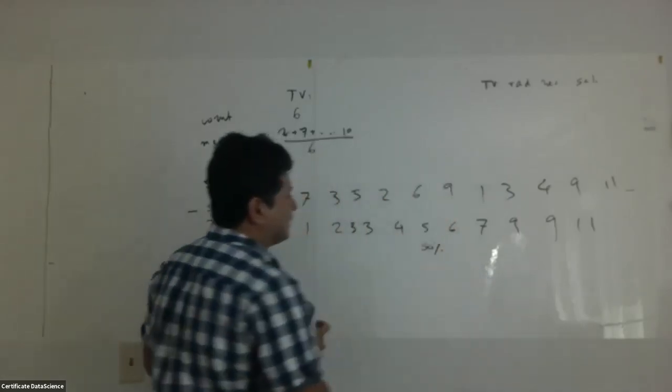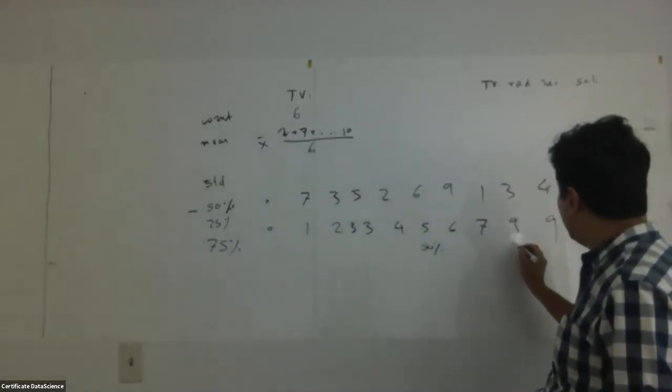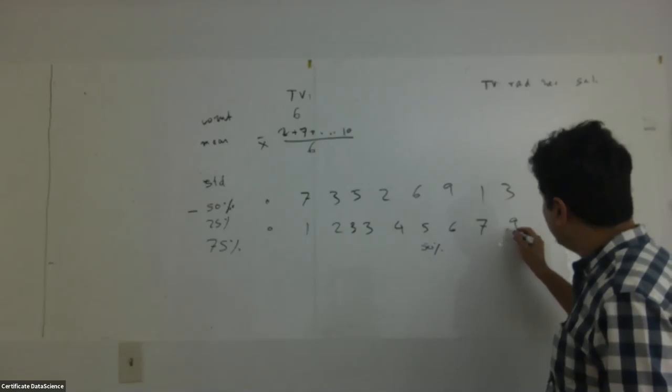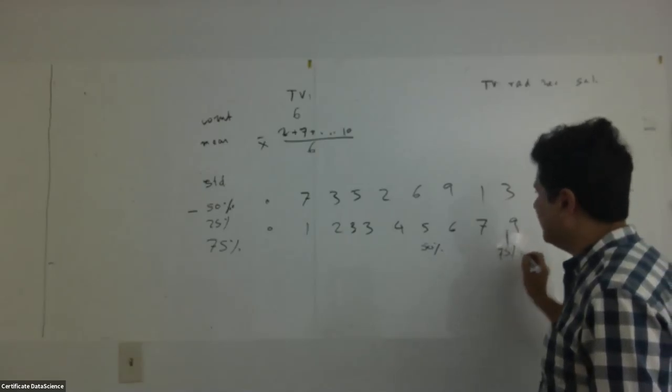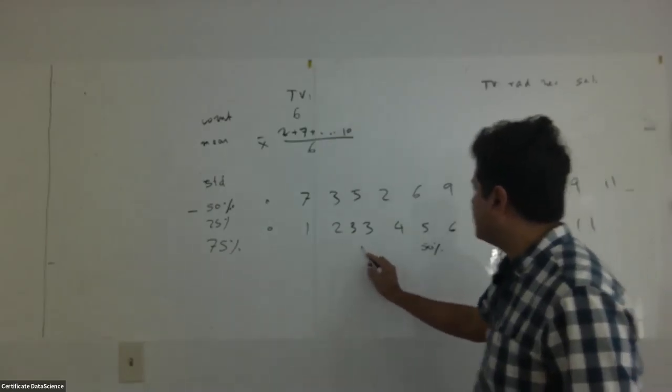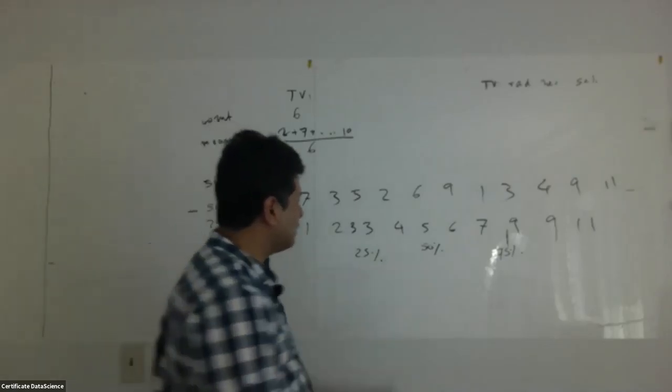What about 75%? About here, right? Somewhere here. I'm hoping you have a lot more points so that it falls properly. What about 25%? 25% would be somewhere here. And this is also a median.